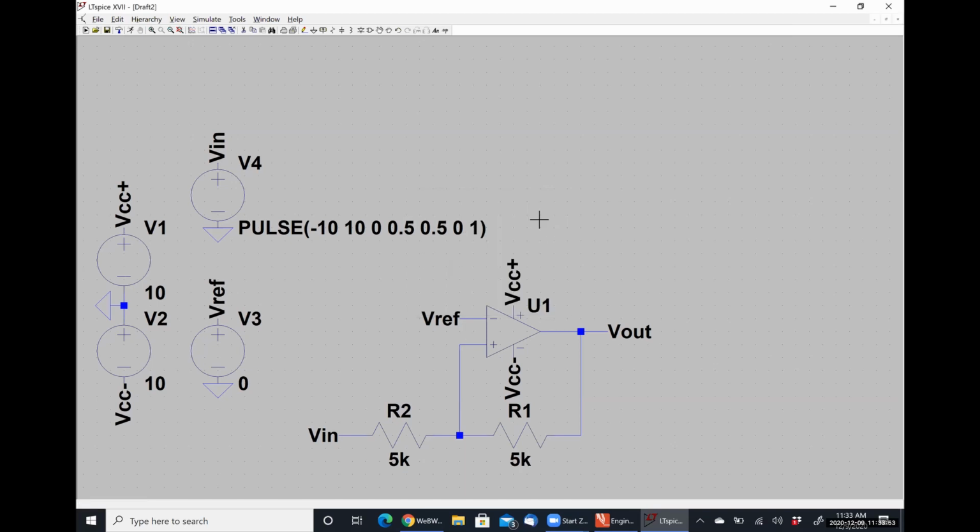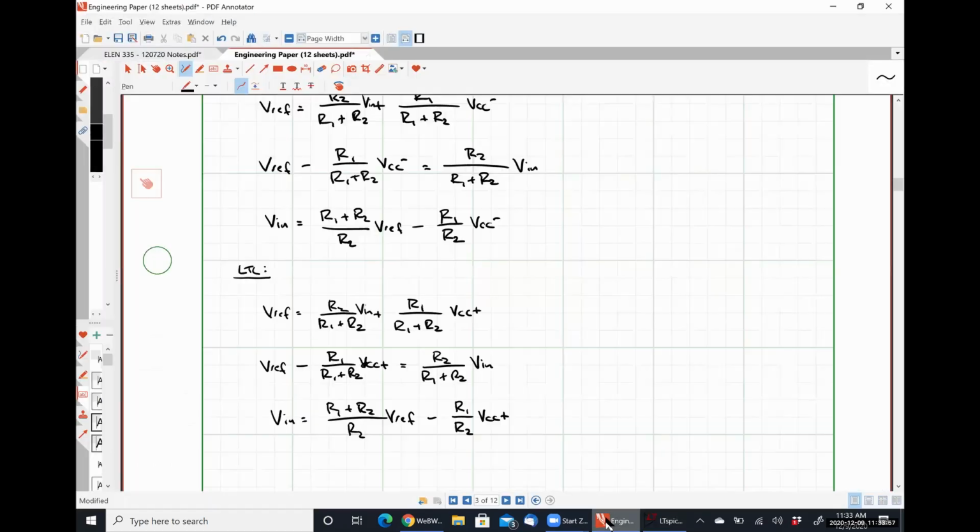All right, so before we simulate this, let's see whether or not we're correct. With our numbers, we should see that the upper trigger limit is going to be R1 plus R2 divided by R2 times Vref, but Vref in this case is 0, so that first term just goes away. So that's easy enough. So we're going to have negative R1 over R2 times VCC. So our upper trigger limit is actually going to be 10 volts, so that's not going to work for us.